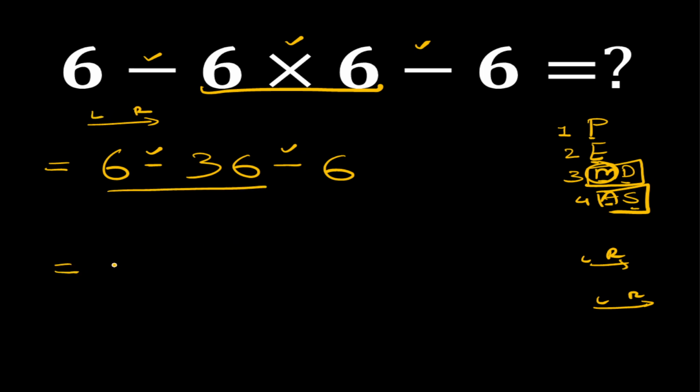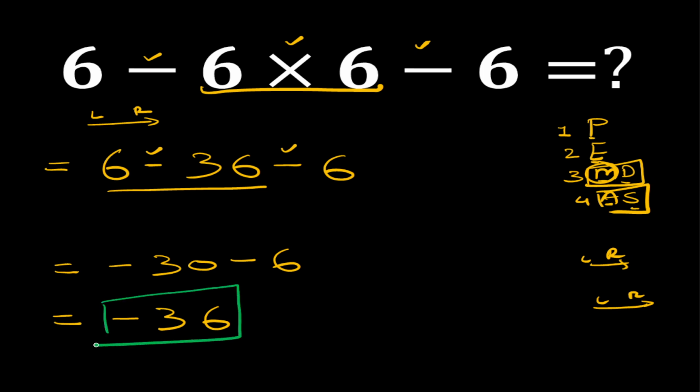So 6 minus 36 is equal to minus 30 minus 6. Now minus 30 minus 6 is equal to minus 36. So the correct answer is minus 36, right?